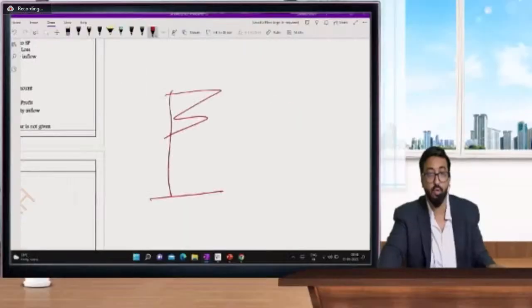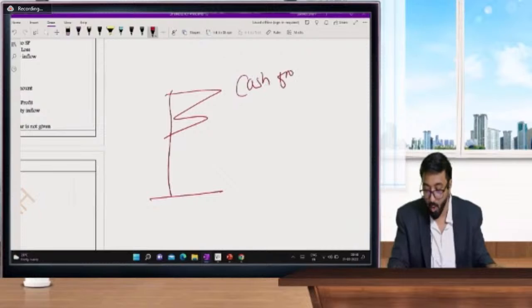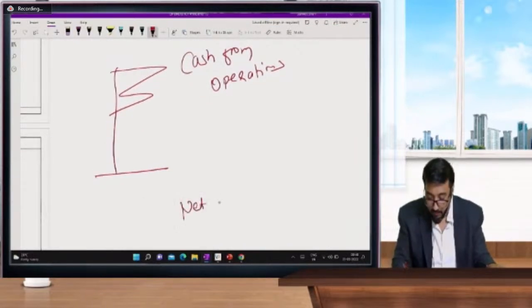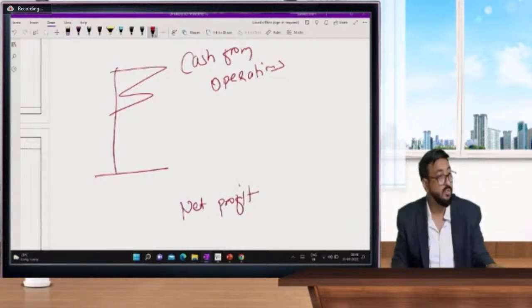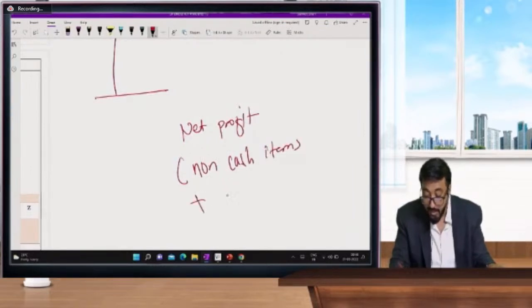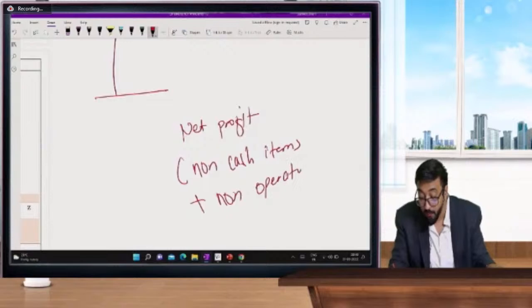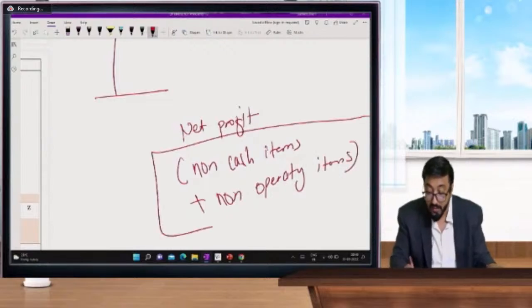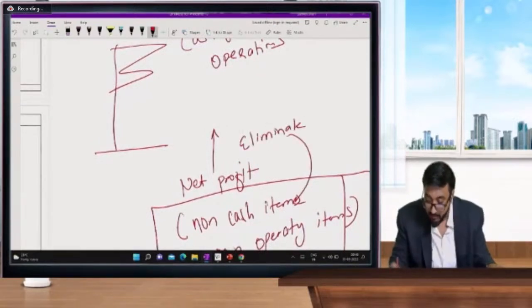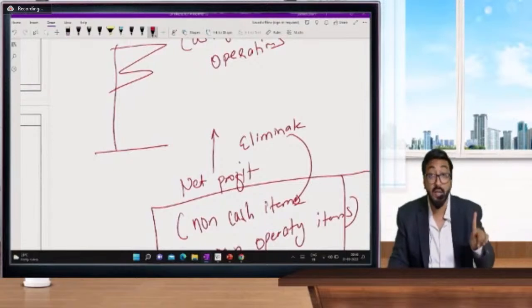Yes, beta. You want cash from operations. Right? Cash from operation is your aim. And you started with net profit. Now see, net profit is inclusive of non-cash items also, plus non-operating items also. Which items? Non-cash and non-operating. So first step, you will eliminate those items.